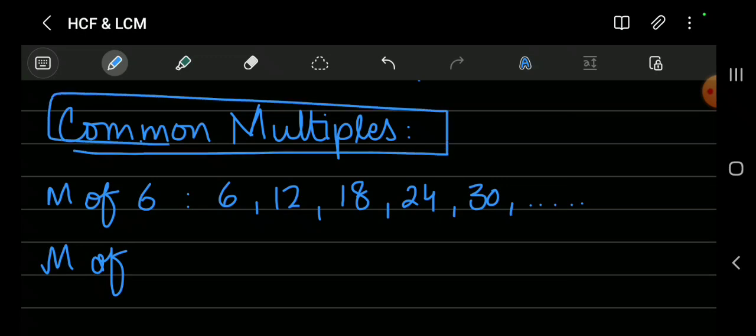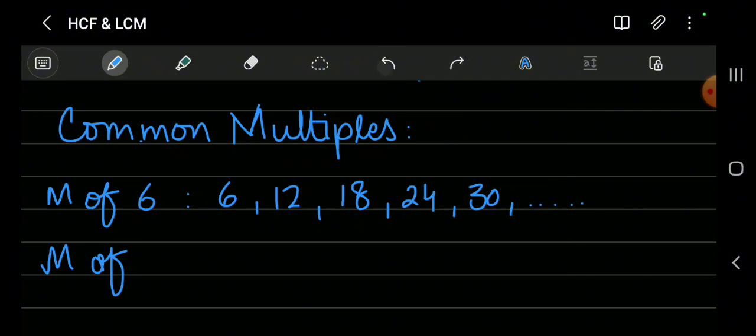And common multiples, we need to find when we are comparing the multiples of two numbers. Okay, so multiples of, for example, 12, or let's say 8. 8 is a multiple of 8 because 8 one time is 8. 16, 24, 32, and so on. The one way that I'm telling you to find common multiples is by listing.